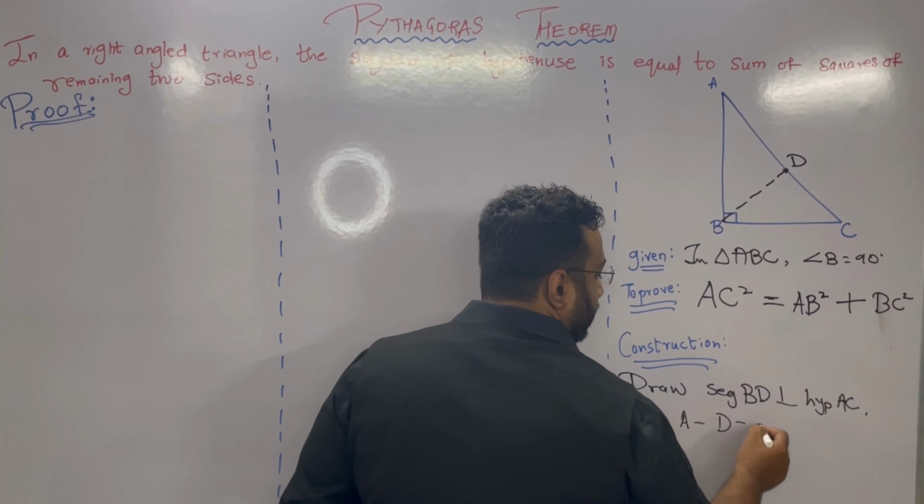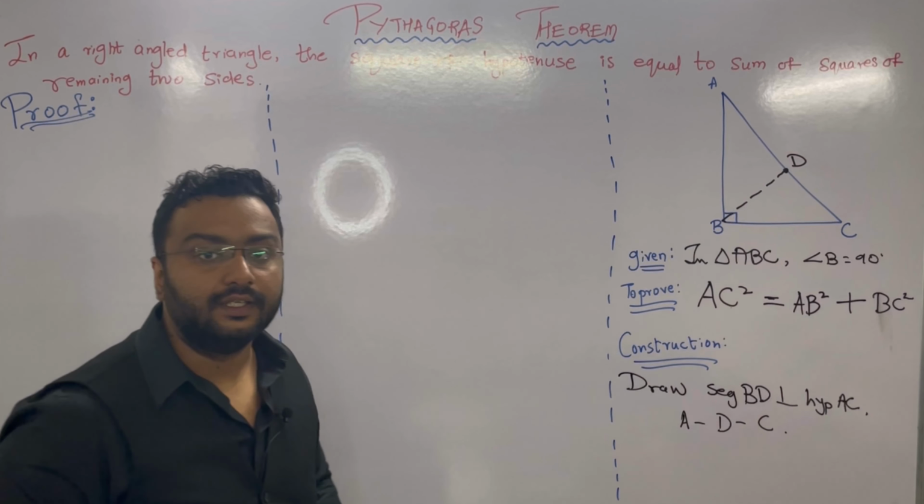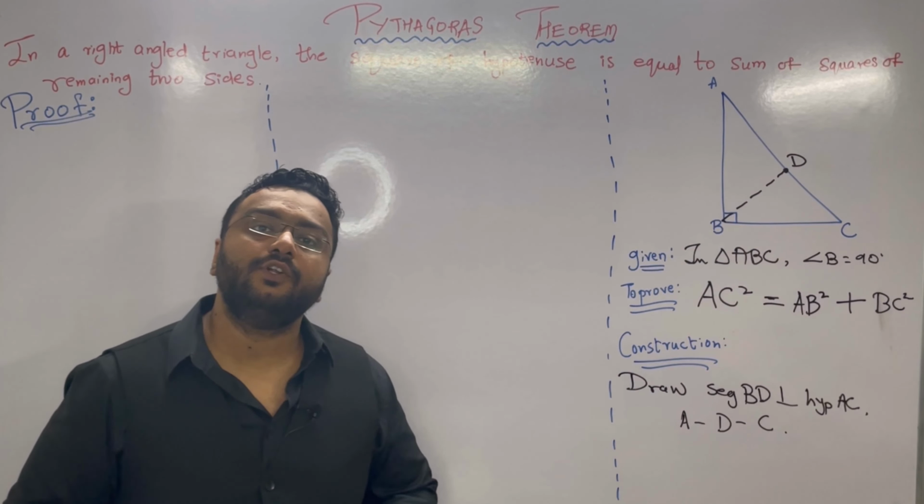So betweenness will be A-D-C. I hope everyone is clear till here. Why did we do construction? Because we need AC square.